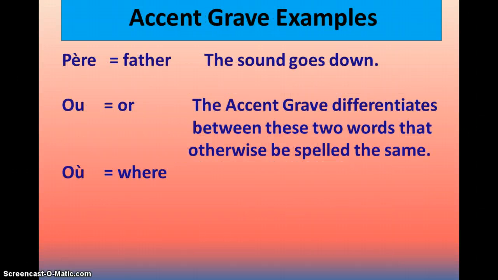Here are some examples of words that have accent grave. You see in the word father, père, the accent grave is over the E, and it makes the sound go down. Père. You hear how the tone of your voice goes down. In the next two examples, the accent grave differentiates between these two words that otherwise would be spelled the same. The accent shows you which meaning the word is taking. So, ou without the accent means or. Où with the accent means where.